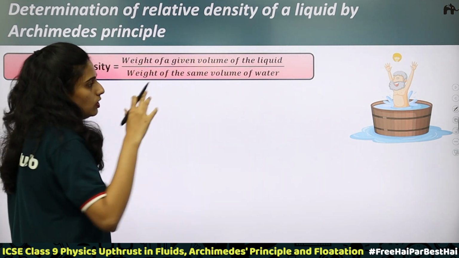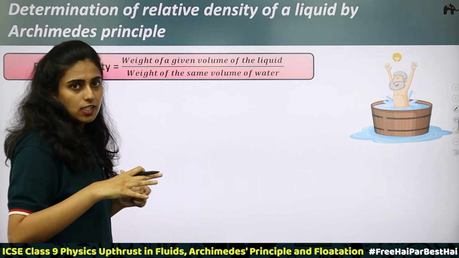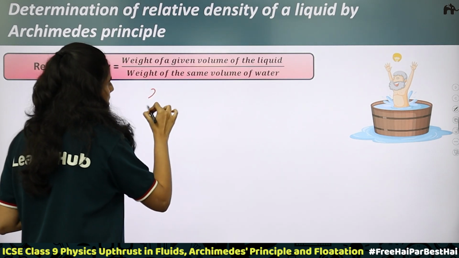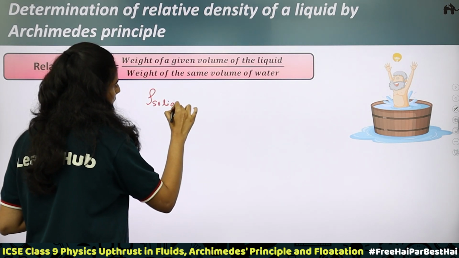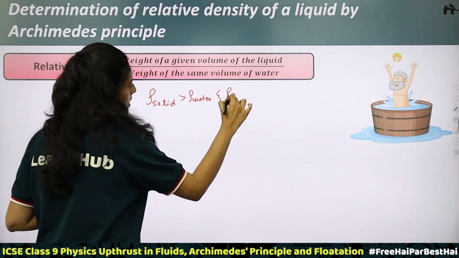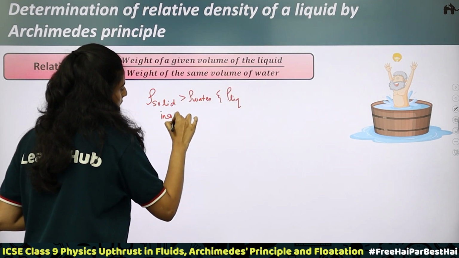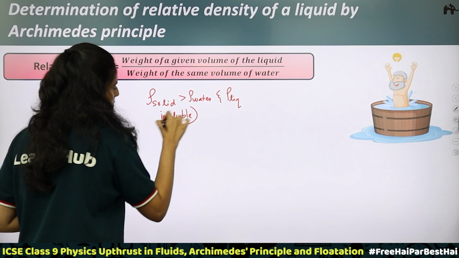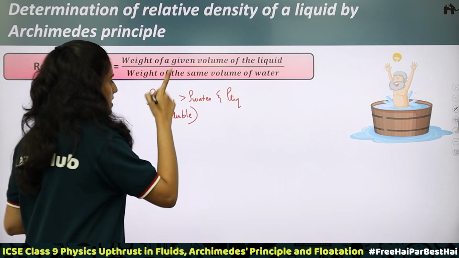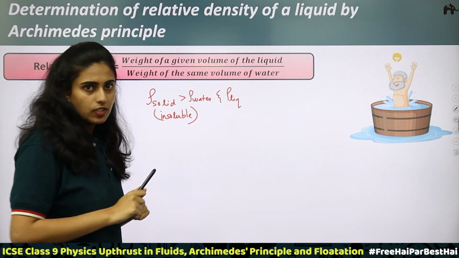Now, to find the relative density, the procedure is you take some solid such that the density of the solid is greater than the density of water and the density of the liquid. It should be insoluble. These two things you have to note. The solid should be insoluble in water and in the liquid, and its density should be greater than the density of water and the density of the liquid.